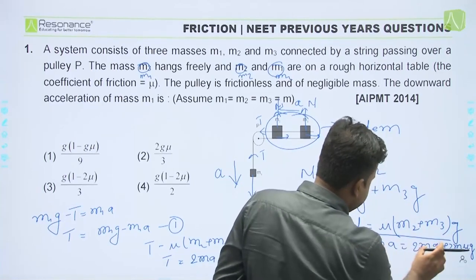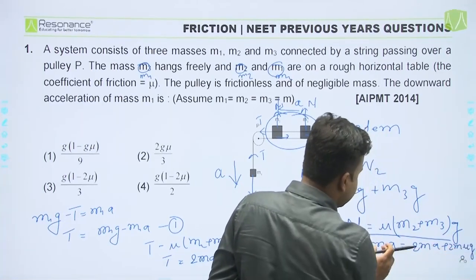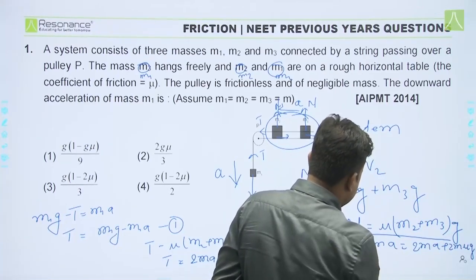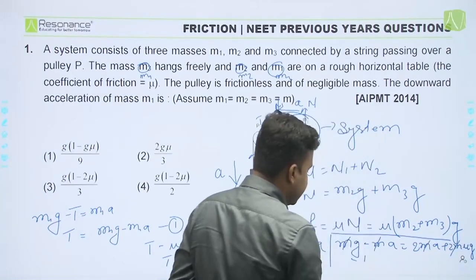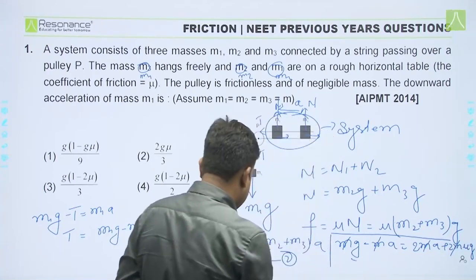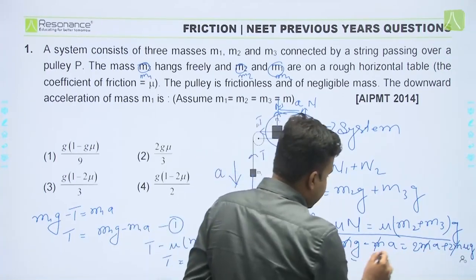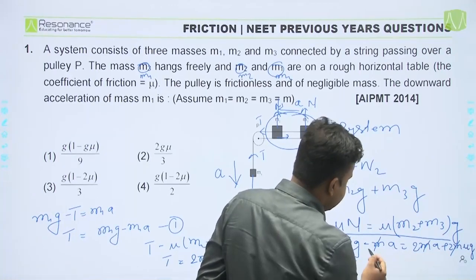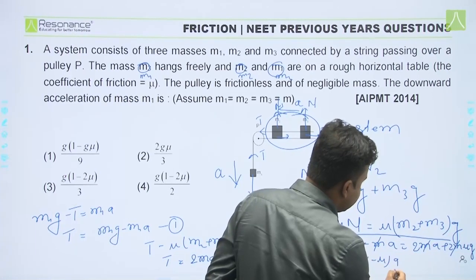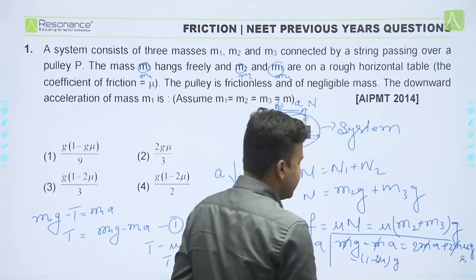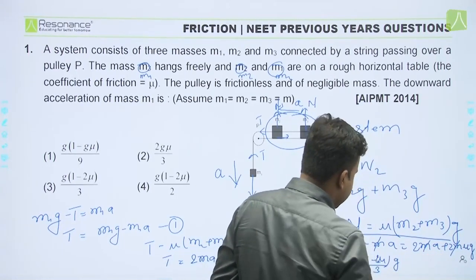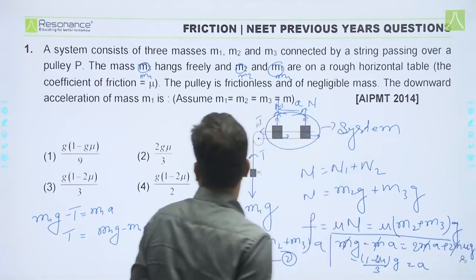So how will we calculate? If you take this one this side and bring this one this side, what will you get? M cancels out because M is in all the terms. So M is cancelled out here. So now what we can write? G minus 2 mu into G divided by 3, this is actually equal to the acceleration A.